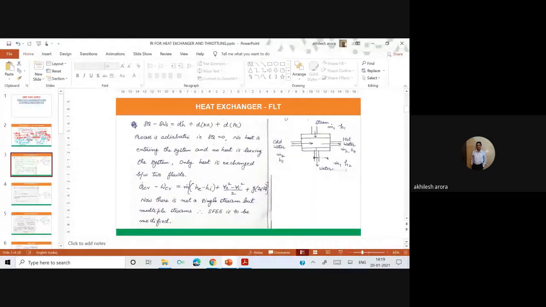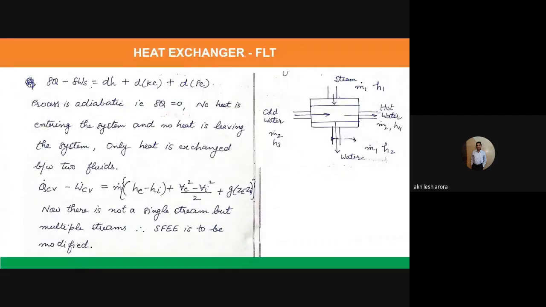Now what we can do is apply the first law of thermodynamics for an open system to this particular heat exchanger. This is the equation which we are going to apply. The equation says delta Q minus delta Ws is equal to dH plus dKE, which is the change in kinetic energy, plus the change in potential energy term.